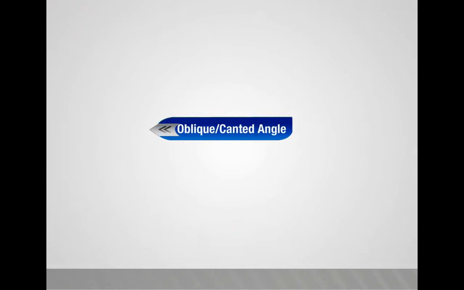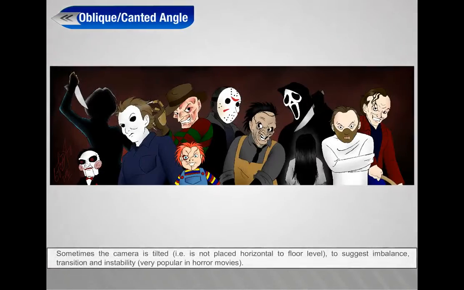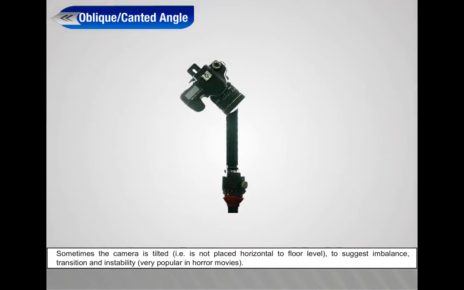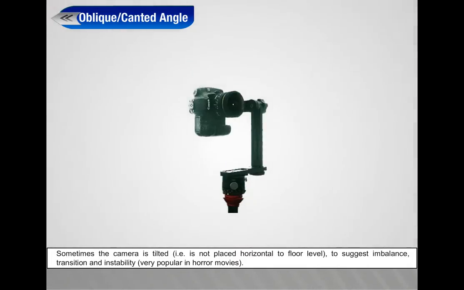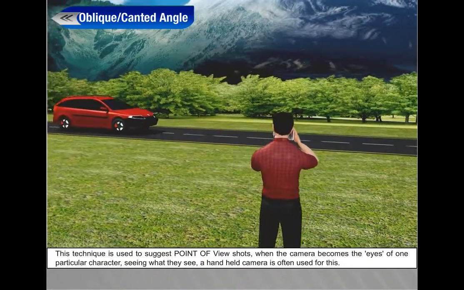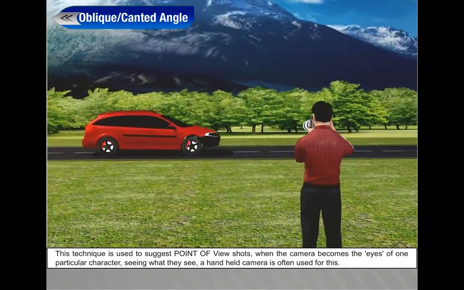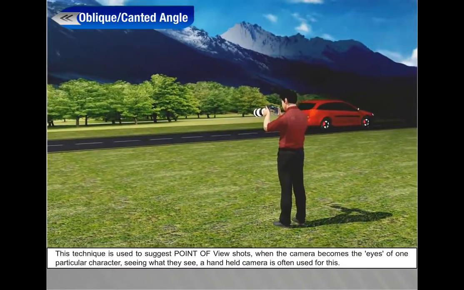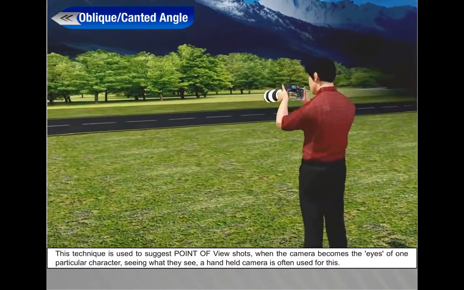Oblique or canted angle. Sometimes the camera is tilted, that is not placed horizontal to floor level, to suggest imbalance, transition and instability, very popular in horror movies. This technique is used to suggest point-of-view shots. When the camera becomes the eyes of one particular character, seeing what they see, a handheld camera is often used for this.